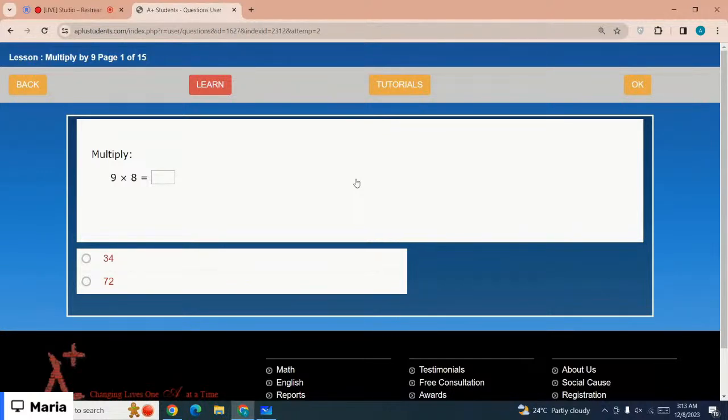9 times 8 equals... 9 times 8 or 8 times 9. They both are exactly the same, right? So the correct option is 72. 9 times 8 is 72. Correct option is 72. Got it?